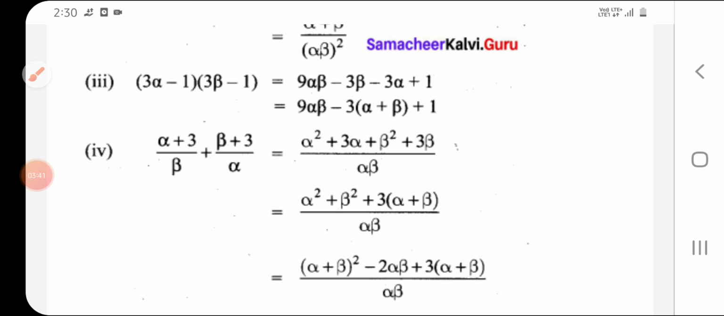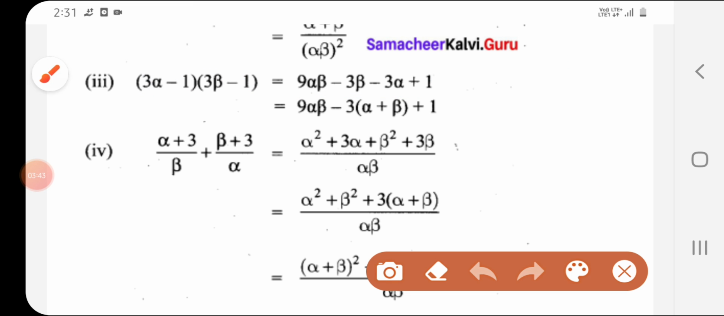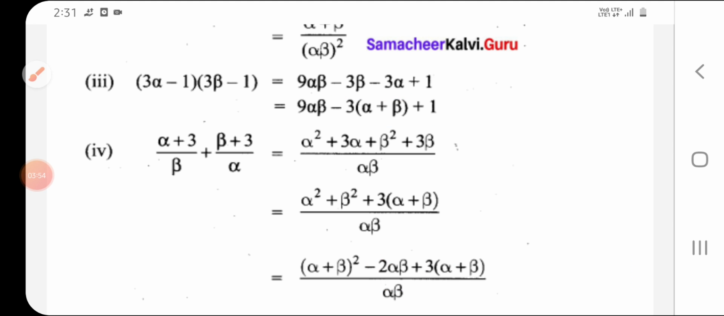Now we can simplify this by taking out minus 3 from these 2 terms. So when we take out minus 3, we get minus 3 into alpha plus beta, with the remaining 2 terms as they are. Clear? This is our final answer.